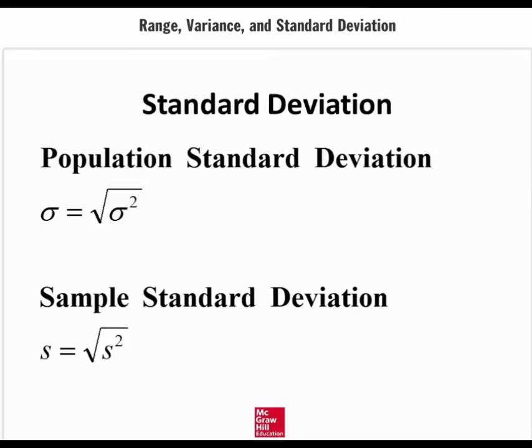Regardless of how the variance is computed, the standard deviation is always simply the positive square root of the variance. The population standard deviation is the square root of the population variance and is represented by the Greek letter sigma. The sample standard deviation is the square root of the sample variance and is represented by the English letter S.